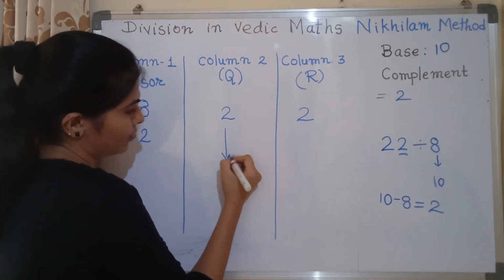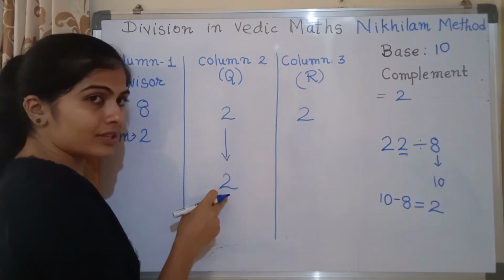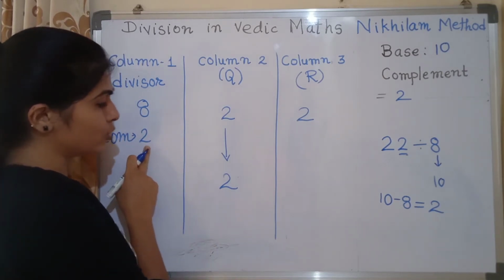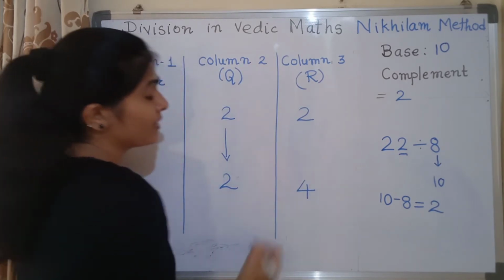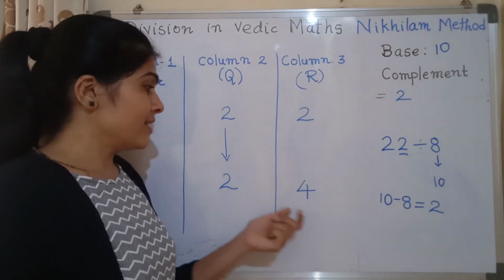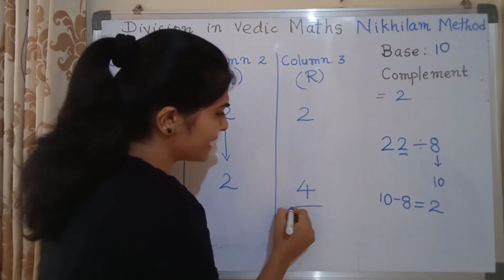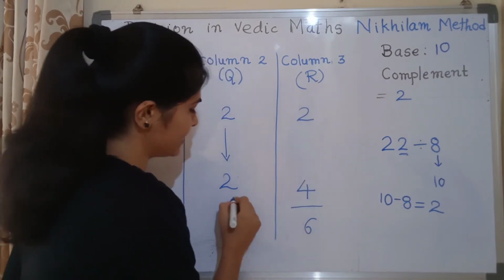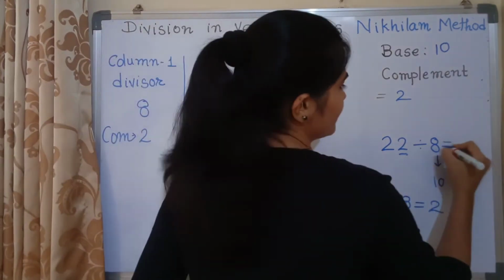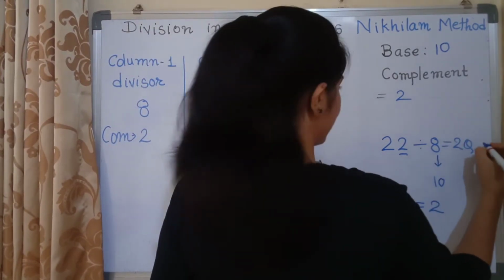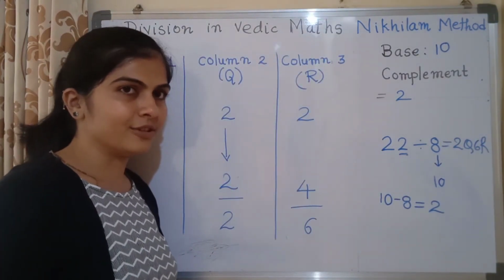Now let's begin the procedure. First number should be carried down, downwards. Now this is 2. I should multiply it by this quotient. 2 times 2 is how much? 2 times 2 is 4. So I should write 4 over here. Now you should check that your remainder is less than your divisor, right? What is the next step? 2 plus 4, which is 6, and this 2 as it is. So my answer is 2 as a quotient and 6 as a remainder. You can check it by the conventional method.